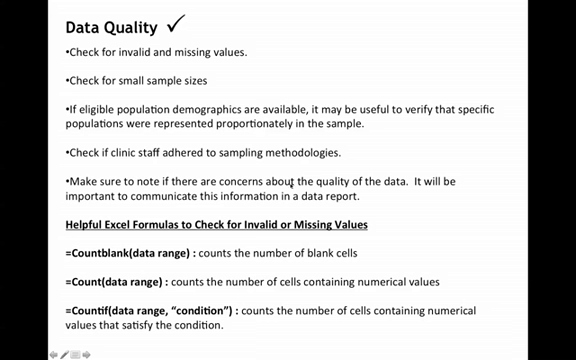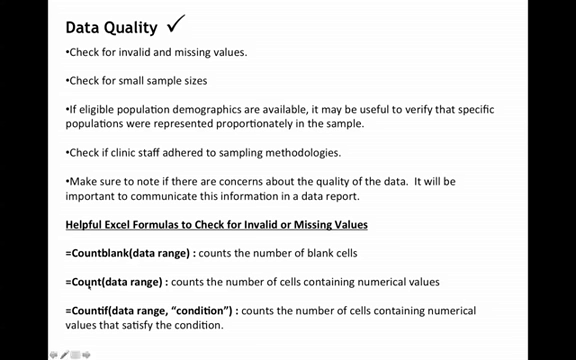Before you do anything with the data, you need to make sure the data are of good quality. Before you analyze the data, you need to make sure the data is valid, there aren't any missing values, did all of your clinics sample correctly, was your sample actually representative of the population that you're interested in. You want to make sure the clinic staff adhere to sampling methodologies, and if there are any issues with the quality, you just want to make sure that you note that in your analysis so that when decisions are being made, these issues of quality are upfront.